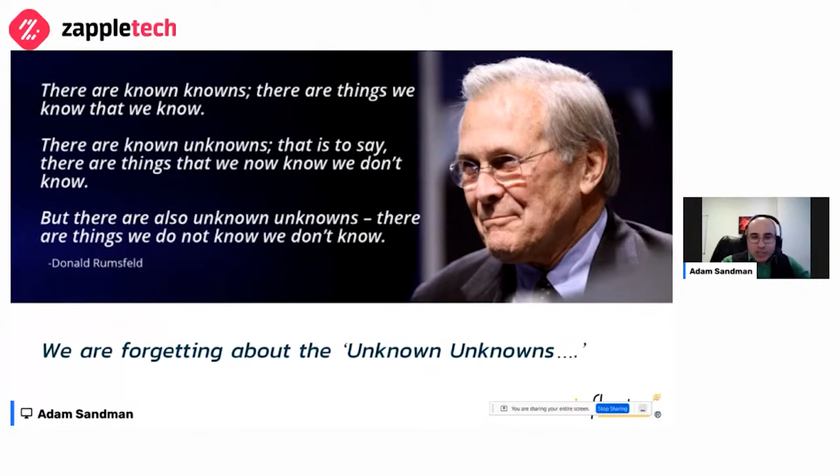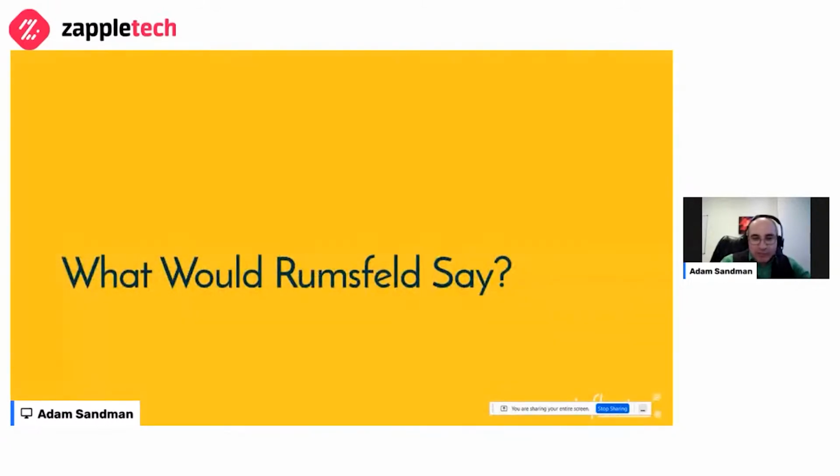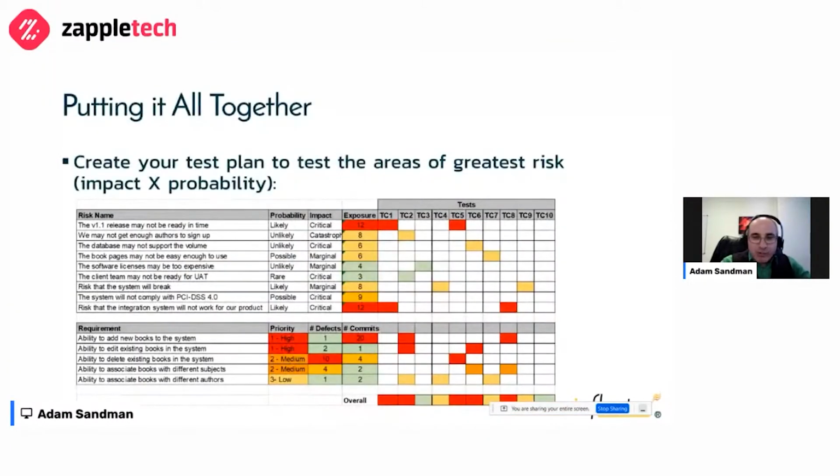And so the one challenge I would say with a risk-based approach like this is that we've figured out what the known unknowns are, and we've plotted them and we've mapped them out.